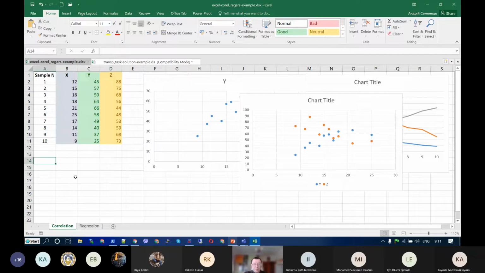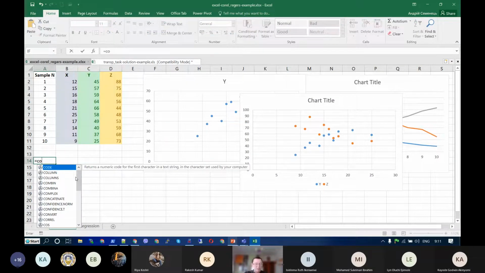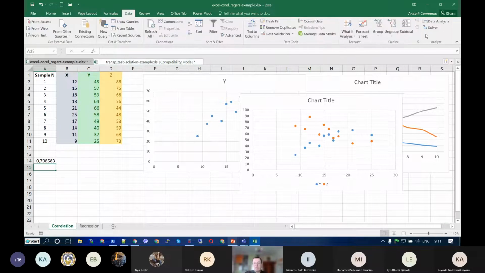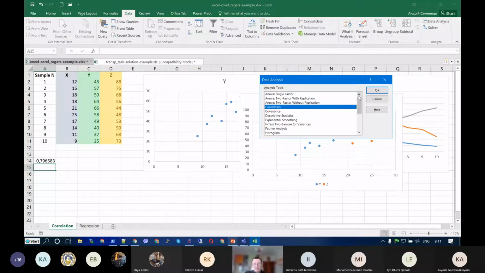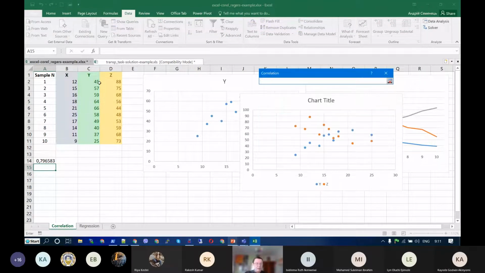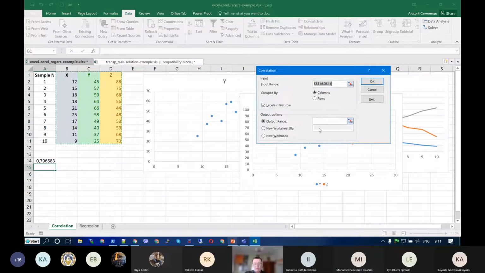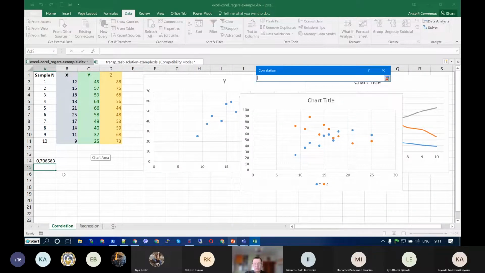And for sure it's pretty easy to calculate correlation with the CORREL function. I just provide two arguments, for example the first pair of variables, and I will get my result. And if I decide to use the correlation tool, then I can fit all three of my variables together. Labels in the first row, samples in columns, and my output range has to be here.